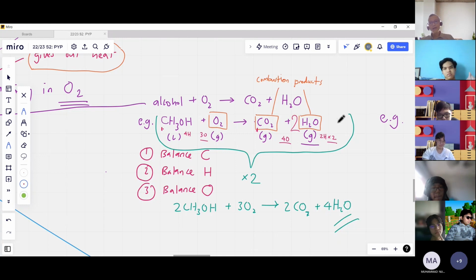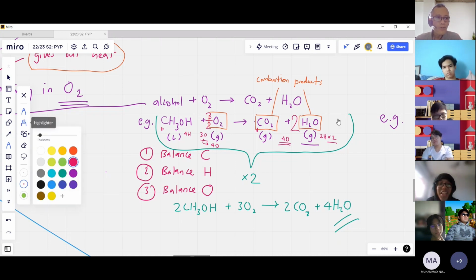So how? The simple way is I multiply something to the O2. The easiest way is I just put in a 3 over 2. Now I have 1 plus 3 over 2 times 2, which is 3. So now I have 4 oxygen, which balances my 4 here. So my job is done.